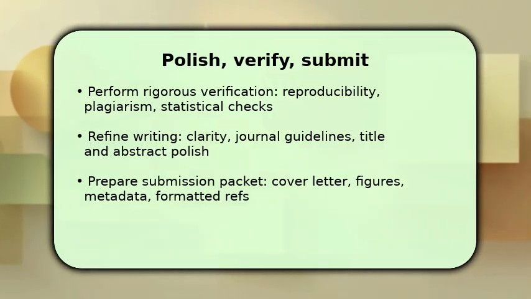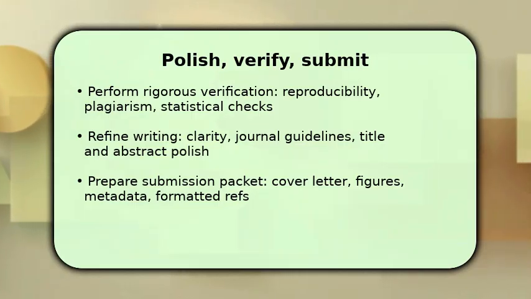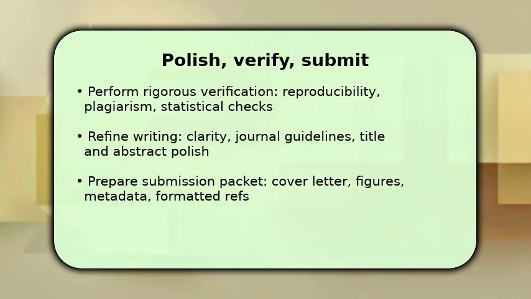Then use the AI to rewrite for clarity and to format the manuscript to the target journal's guidelines, adjusting title, abstract, and keywords until crisp. Once formatted, compile figures, tables, and a cover letter. Finally, submit and track. If something goes wrong, troubleshoot.